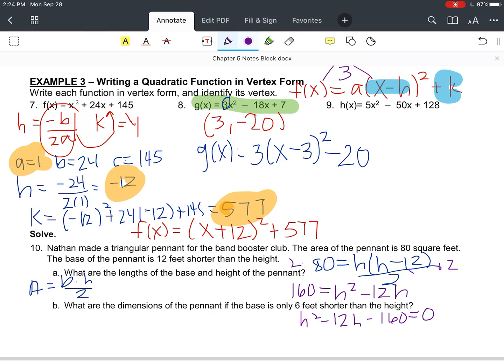And now, even though this is in the completing the square portion of the notes, I wouldn't complete the square. Again, you never actually have to. Instead, I would just factor this. You've had plenty of practice. Factor it, set each factor equal to 0, and see what you get for the height and the base. And then you should be able to answer letter B.